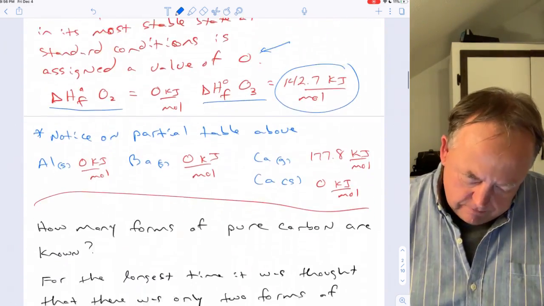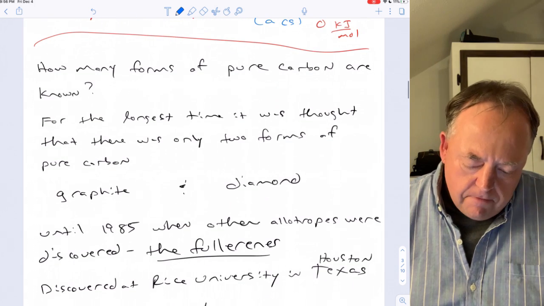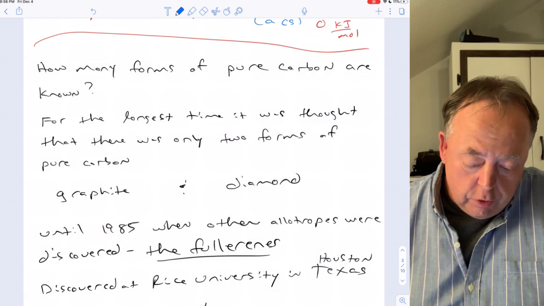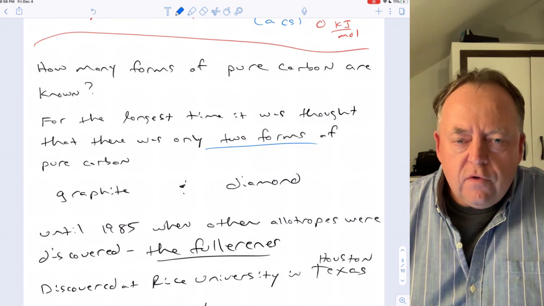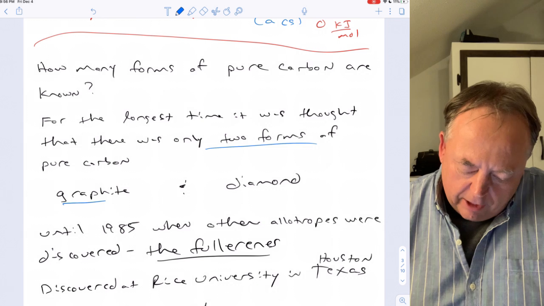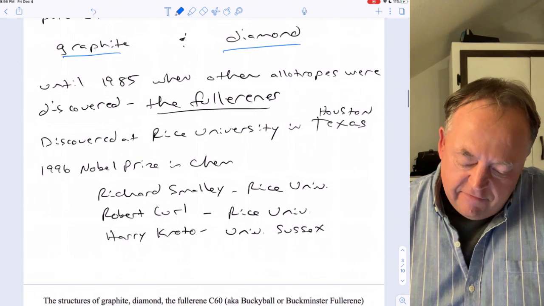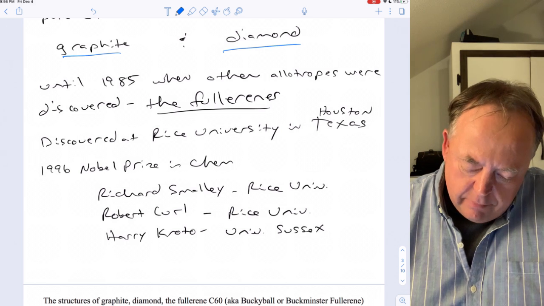Okay, so let's take another example. How about carbon? So how many forms of pure carbon are found in nature or are known? For the longest time, it was thought that there were only 2 forms of carbon found in nature, graphite and diamond. That was until 1985, when other allotropes of carbon were discovered, and that being the fullerenes.